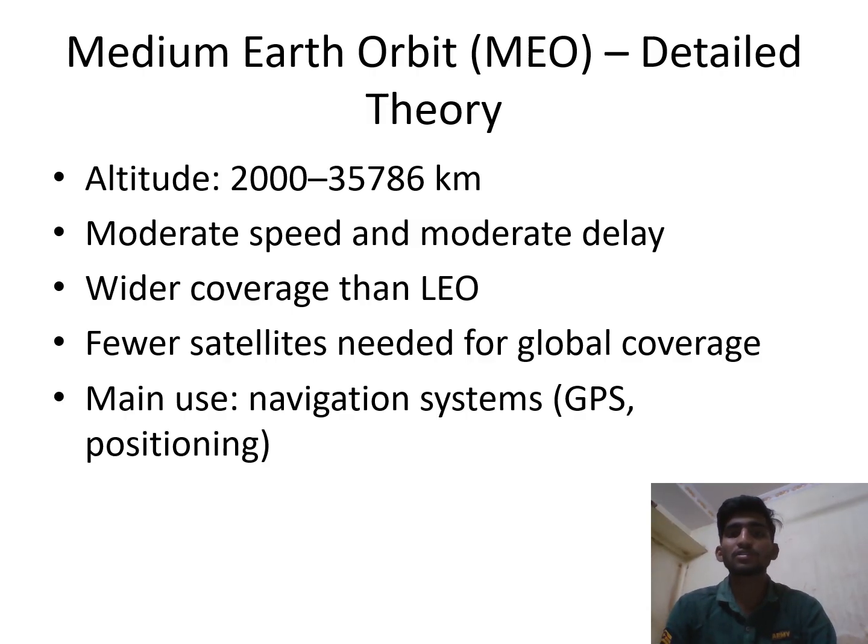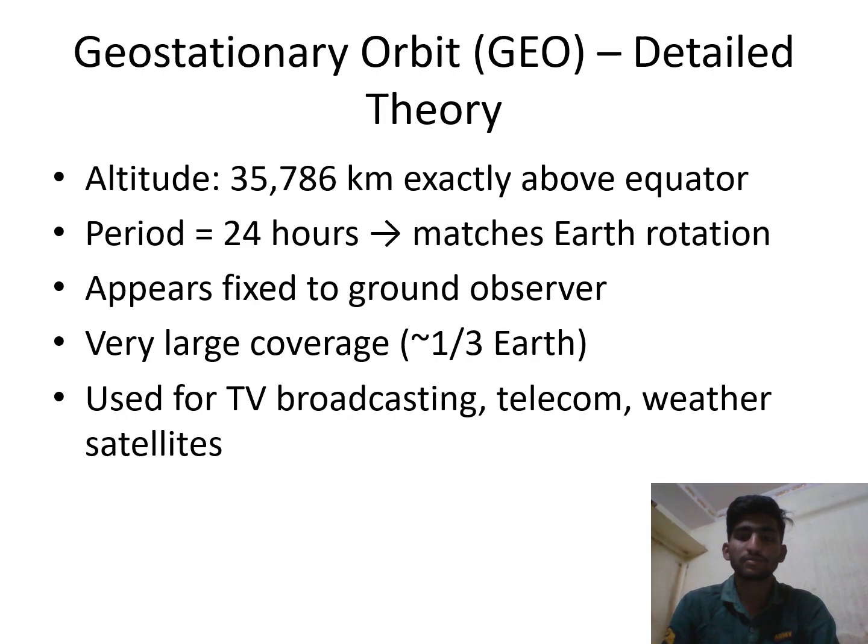So few satellites are needed for global coverage. It is mainly used for navigation systems. It takes around 24 hours to revolve one orbit, and its latency is 27 to 477 milliseconds. Let's move on to the next orbit, geostationary orbit.